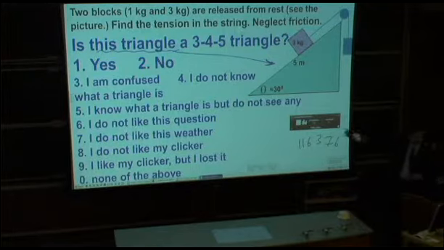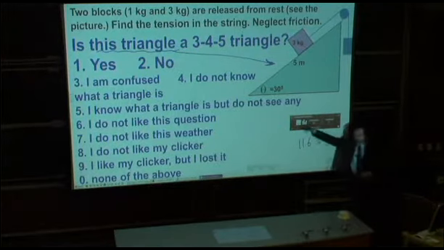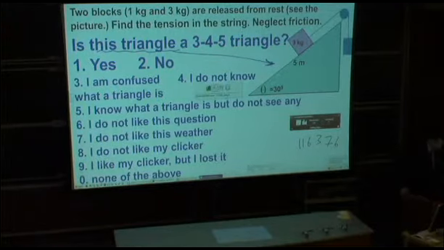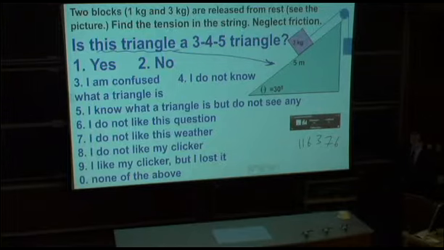The square tells you what you should do, right? You should use your clicker to press the button corresponding to your answer to this question about this triangle.